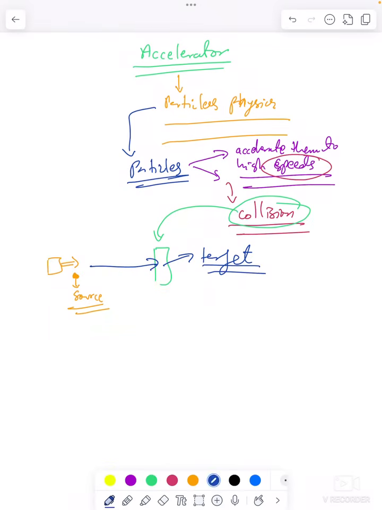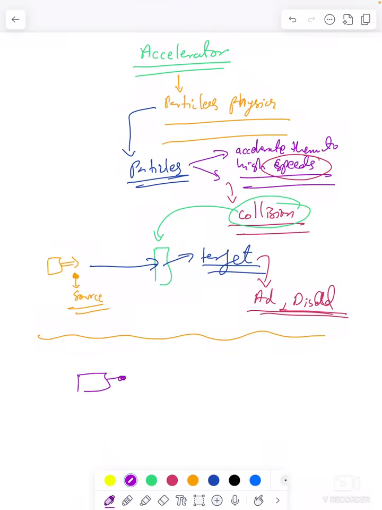But there are both advantages and disadvantages. Then the second one we know is moving targets, or moving collision. The one with moving collision is where both particles are shot from the source and they collide at one point with each other.